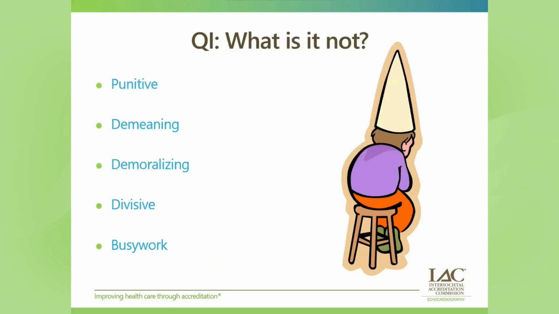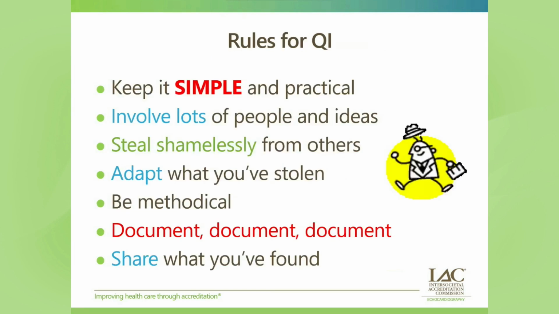Quality improvement should not be punitive or demeaning. We're not meant to divide our echo lab. We certainly do not want this to be busy work. There should be intent behind what we're doing. So here are some rules for quality improvement. Keep it simple and practical. Involve lots of people and ideas. The more minds sharing in the QI process, the more opportunities for improvement will be identified.